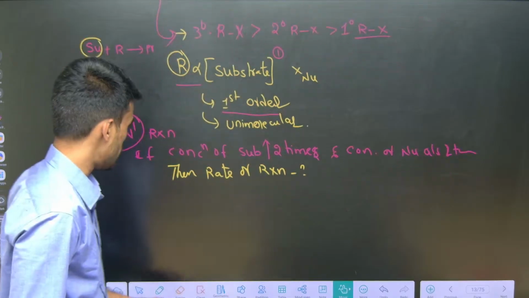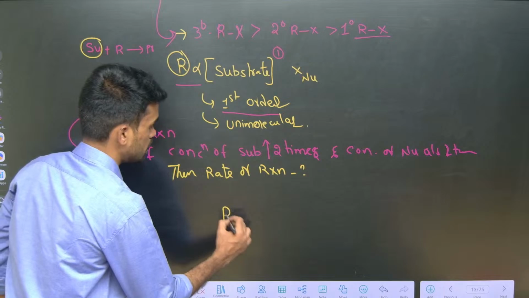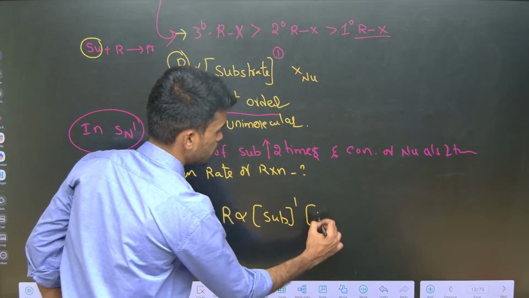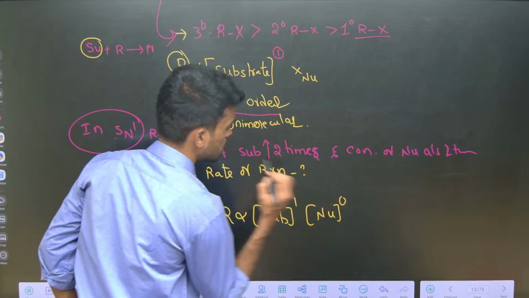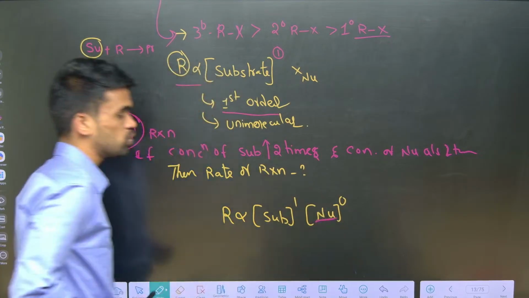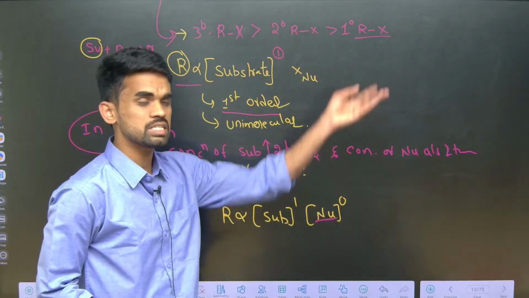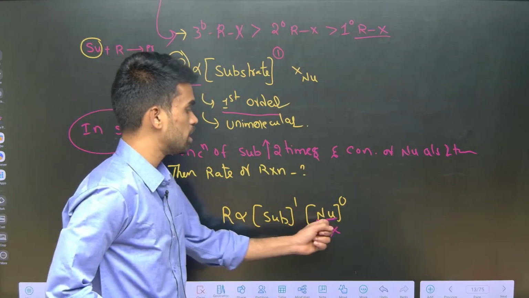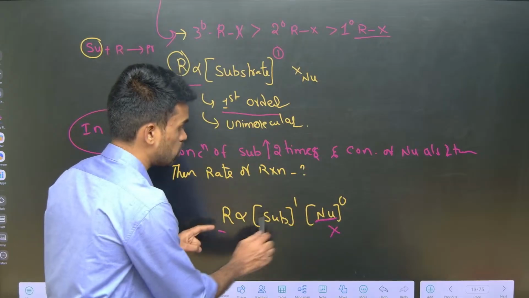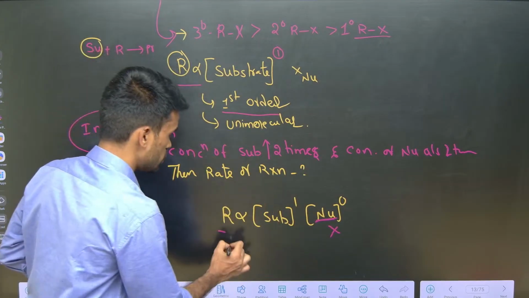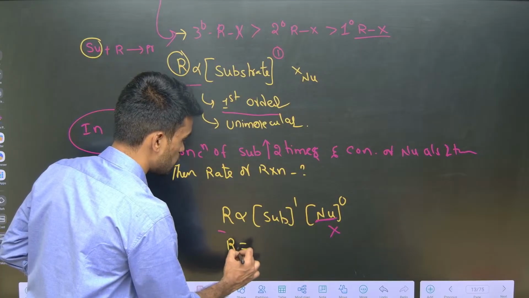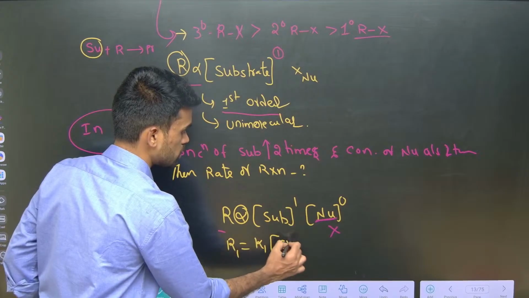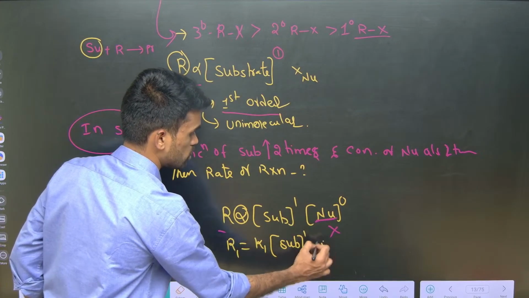So what is the rate equation we have? Rate is directly proportional to the concentration of substrate and independent of nucleophile concentration. Whatever the scenario of the nucleophile, whether its concentration is increasing or decreasing, we don't care, because our rate is not depending on nucleophile concentration, only on substrate concentration. So rate R1 equals K1 times substrate concentration. This is the first equation.